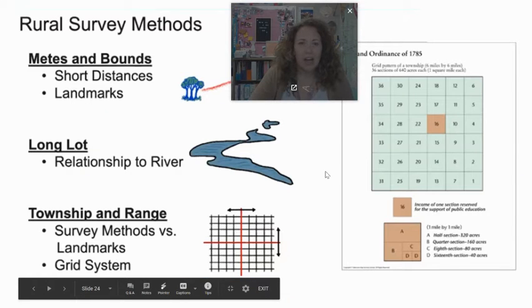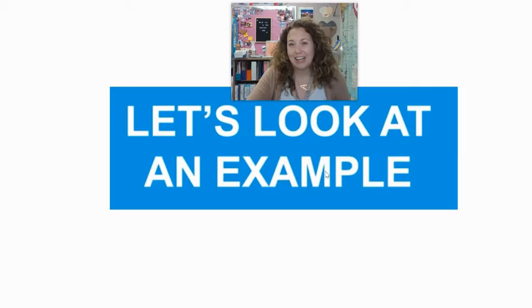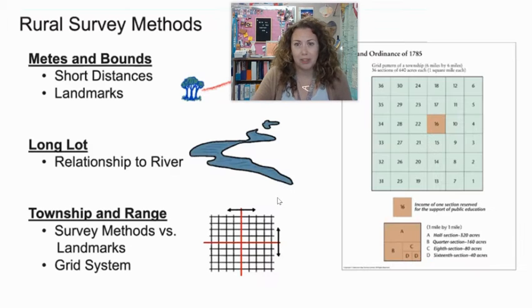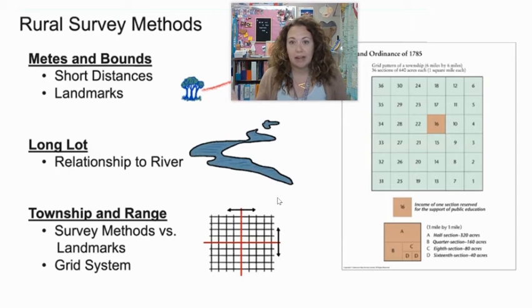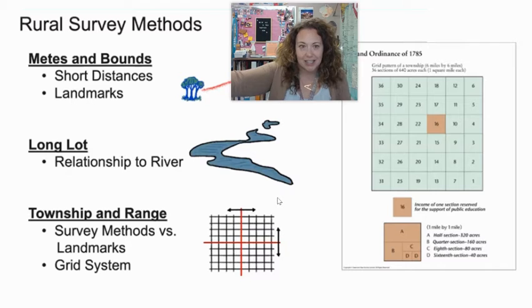All right. Rural survey methods. I know this seems like, really, Ms. Shepard, why? But College Board asked us to have you know it, so here we go. Survey methods: metes and bounds, that is using short distances or landmarks to identify land. This is kind of like back in the day where me and my neighbor have agreed that from here to the tree is my land, and then from the tree to the rock is his.